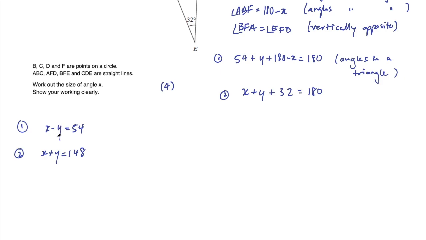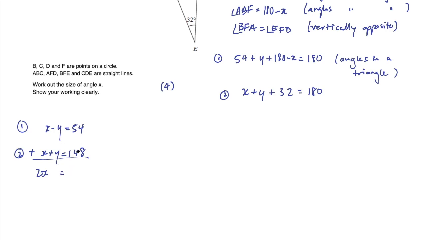Here, to eliminate y, I can add these equations because I have a negative y and a positive y. If I add these equations, that will cancel the y out. So x plus x is 2x. Negative y plus positive y is 0, so they disappear.